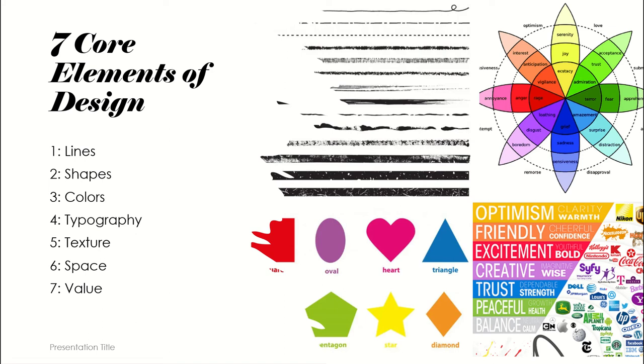But that's because they'll lump some together, and then they'll chop one into several parts to make it even more. But for now, we'll go ahead and just stick with the 7 elements of design, right? That's going to be lines, shapes, colors, typography, texture, space, and value. And these are going to be things that commercials will use to appeal to its audience, right?